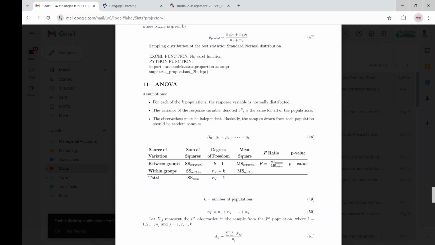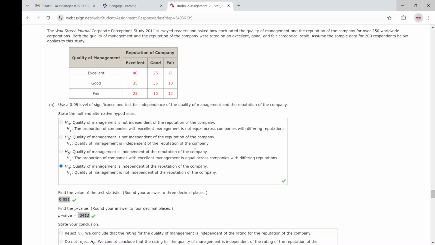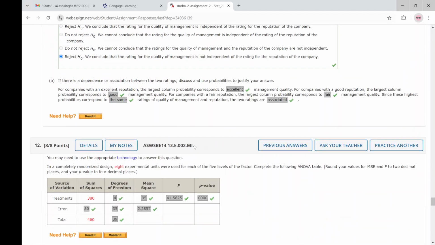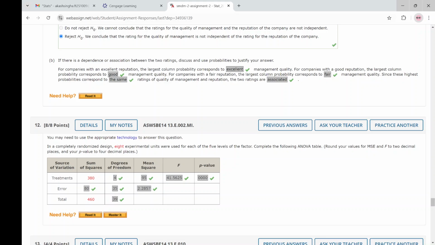And for ANOVA, SS between, SS within and SS total. One of the things is going to be given. Like if there are five populations given, and in each population eight values are given. Like here k populations are given, right? And let's say k value is 5. Okay, let me show the equation. Yeah, so here 8 experimental units were used for each of the 5 populations.